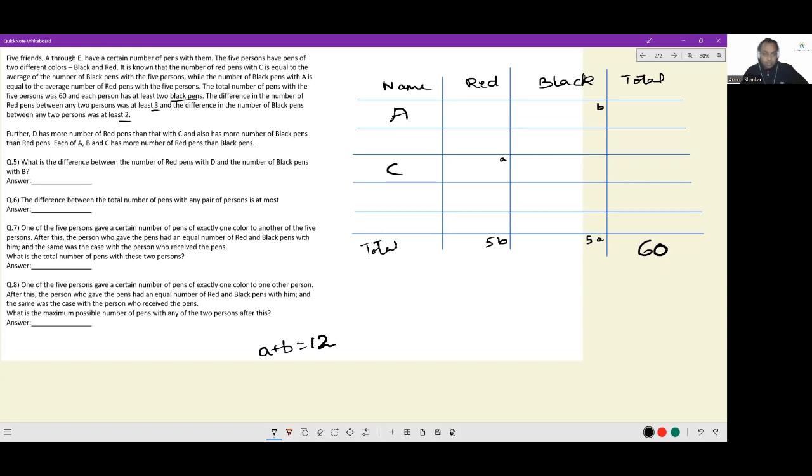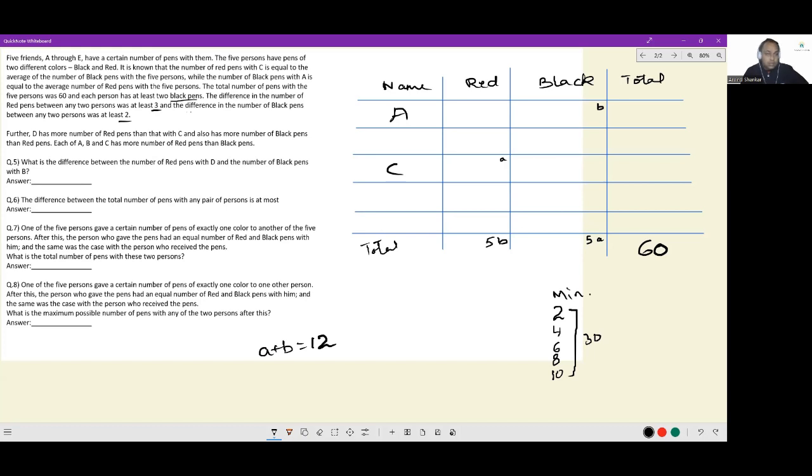Okay. Now see, if each person has at least 2 black pens, I'm saying 2, 4, 6, 8, and 10. At least these many black pens are there, because there were 2 bits of information. Each person has at least 2 black pens, and this second part, the difference in the number of black pens between any 2 persons was at least 2. So 2, 4, 6, 8, 10. This is like the min case.